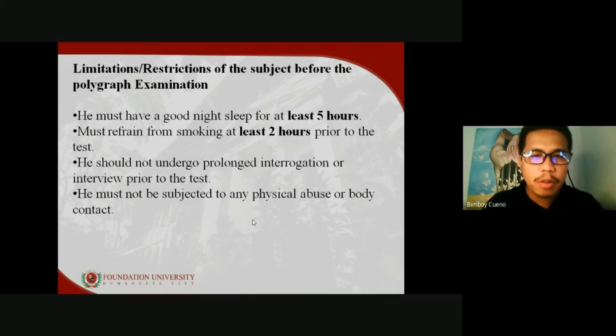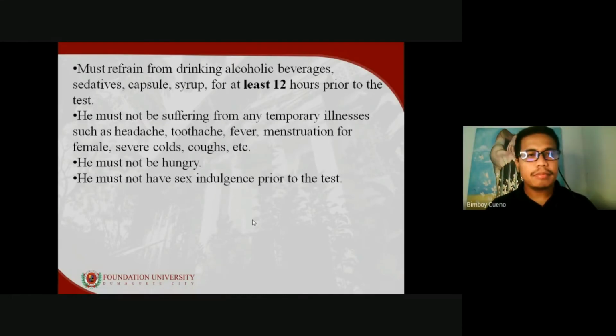Must refrain from smoking at least 2 hours prior to the test. Must not undergo prolonged interrogation or interview prior to the test, and he must not be subjected to any physical abuse or body contact. In addition, must refrain from drinking alcoholic beverages, sedatives, capsules, syrup, whatever kind of drug for at least 12 hours prior to the test. Must not be suffering from temporary illness like headache, toothache, fever, menstruation for females, severe colds, coughs, etc. As long as it is a temporary illness, dili pwede.